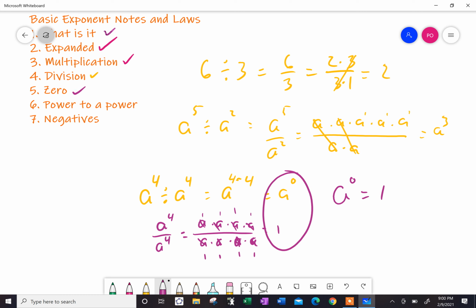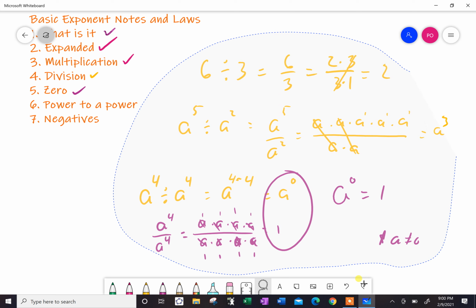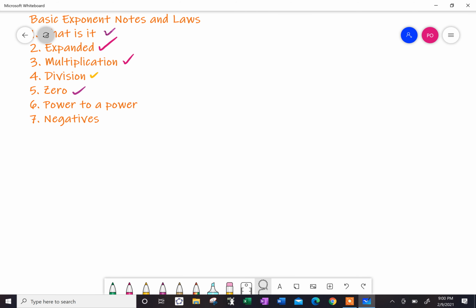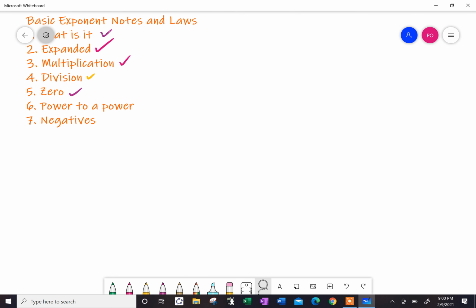And there is one little note. A cannot equal 0, all right? So 0 to 0 does not equal 1. I don't know what 0 to 0 is. I'm not sure if it's even defined. All right, so anyway, I'm going to move on, because I got to get this done. I have to go to bed. Super tired. So what if I had something like this?